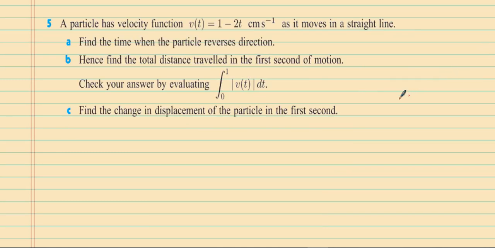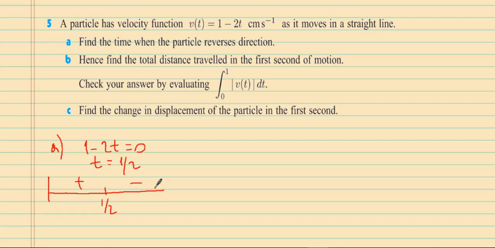Now let's see one question. A particle has the velocity function 1 minus 2t and moves in a straight line. Find the time when the particle reverses direction. It reverses direction when this equals 0, and the time is 1/2. So the sign diagram looks like this: before 1/2, if I put for example 0.1, it is positive, so you are moving to the right, and after 1/2 you are moving to the left.